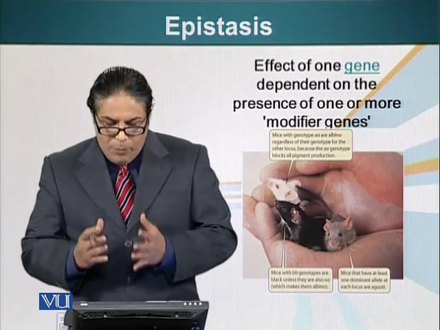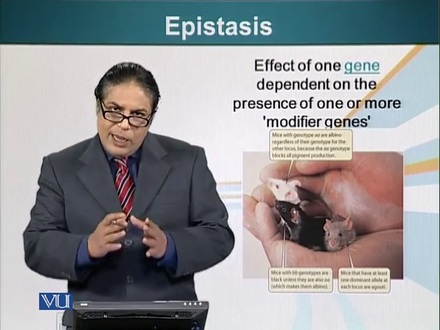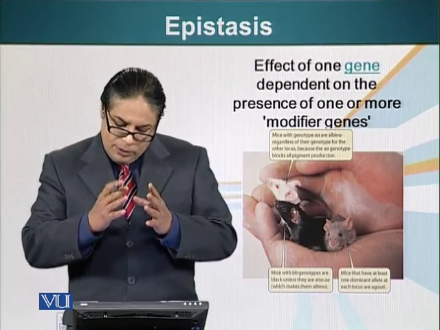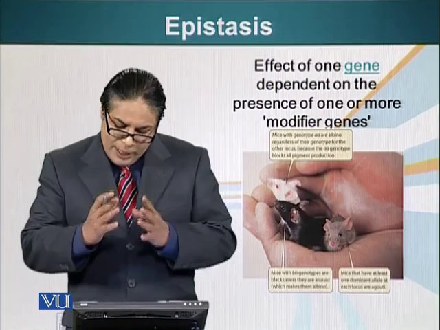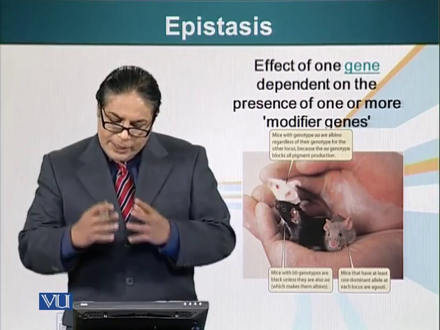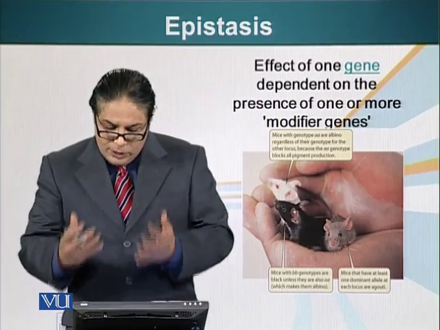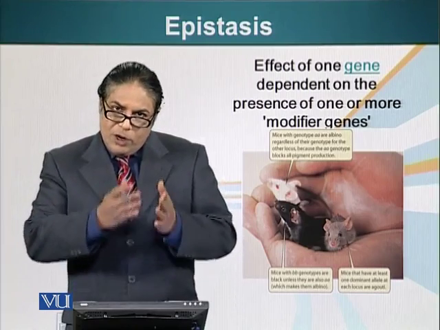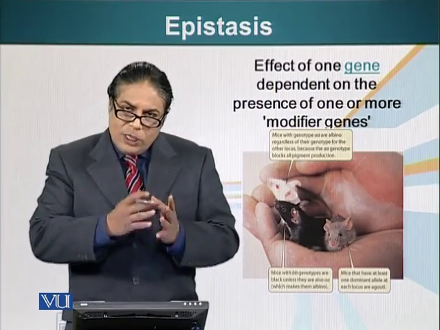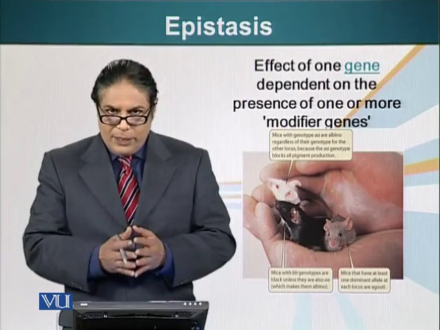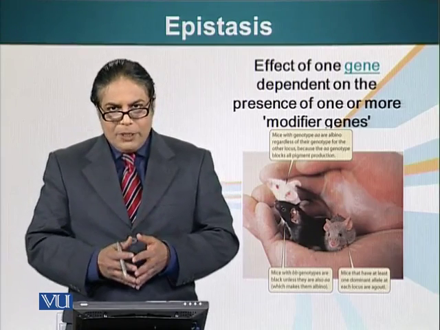So the ability of mice to produce color does not reside in just the color gene. It is also dependent on the gene that allows these mice to produce color in the first place. So this phenomenon is called epistasis.